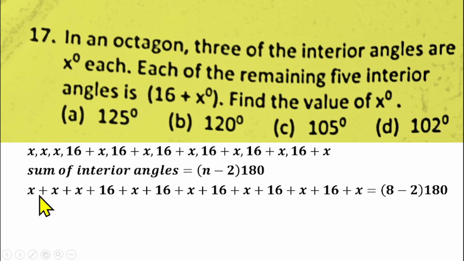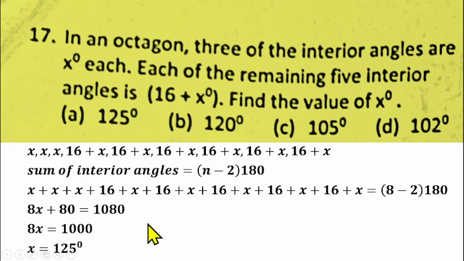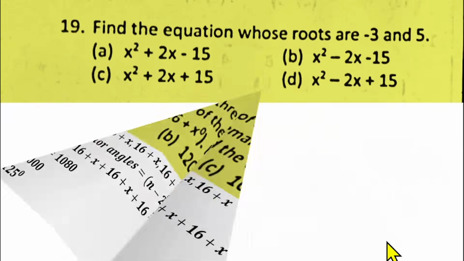If you collect like terms here, we have x plus x plus x, that's 3x, plus x, 4x, plus x, 5x, plus x, 6x, plus x, 7x, plus x, 8x. Then 16 plus 16 plus 16 plus 16 plus 16 gives us 80. If you simplify, 8 minus 2 is 6 times 180, that gives us 1080. Collecting like terms, you have 8x equals 1080 minus 80, that gives us 1000. Divide both sides by 8, that gives us 125 degrees for the value of x. So option A is the right answer for question number 17.